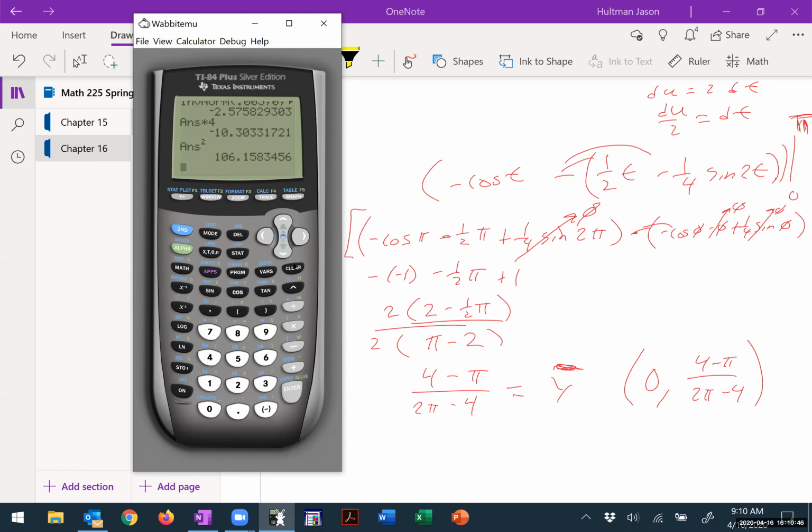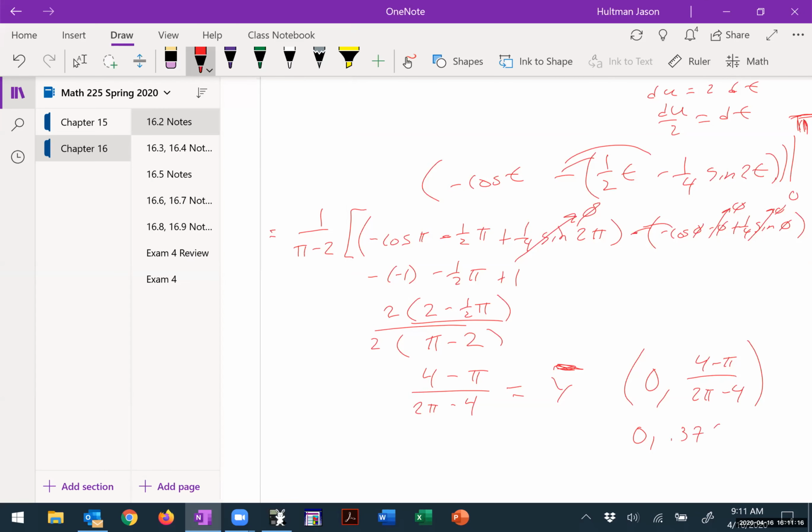So 4 minus pi, divided by 2 pi minus 4. Okay, I'm safe. This is 0 and 0.376. Boom.